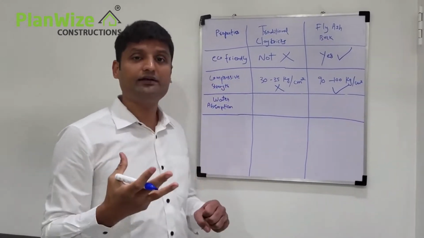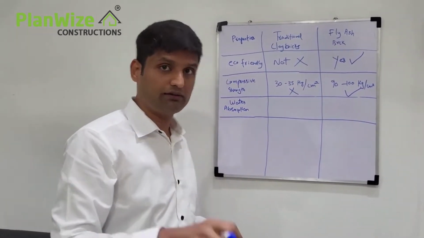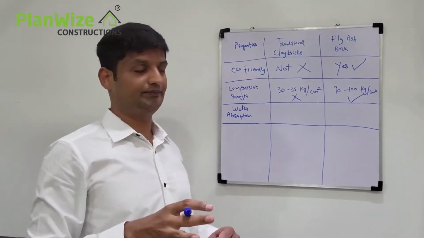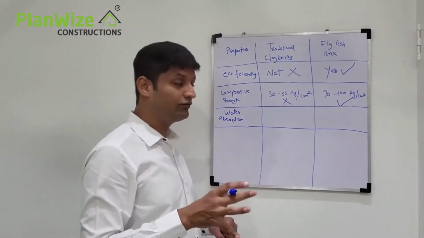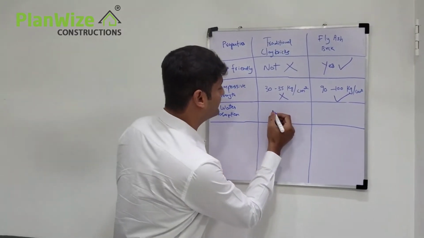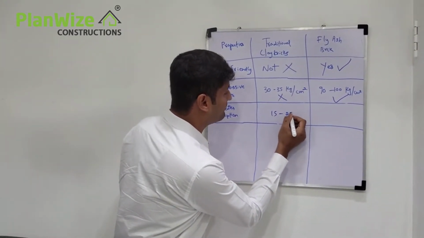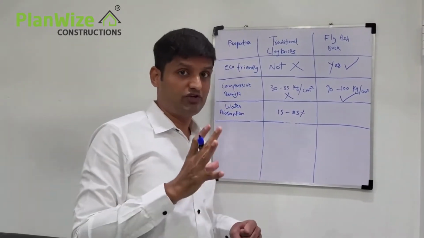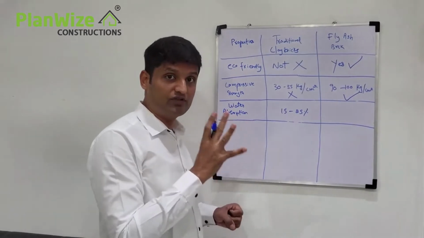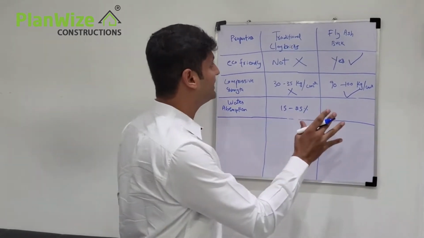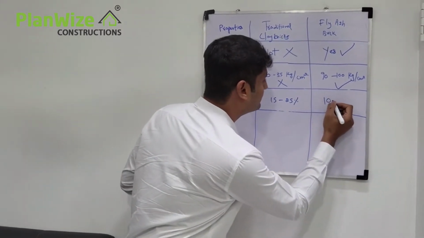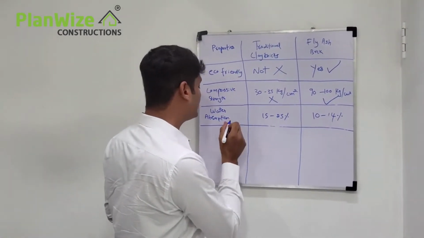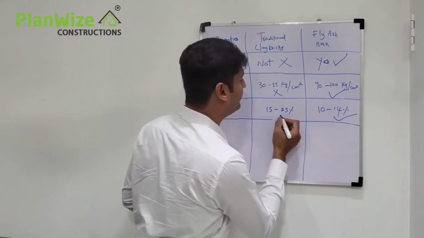Now when you take a traditional clay brick and put it into the water, what happens? It absorbs 15 to 25% of its own body weight of water. So the water absorption here is something like 15 to 25%, and this is done in a proper procedure using the water absorption test, whereas a fly ash brick is 10 to 14%. So even in water absorption, fly ash brick is clearly a winner.